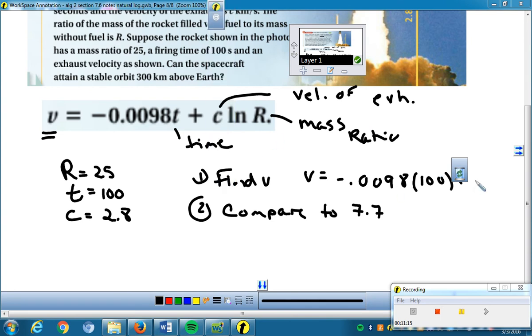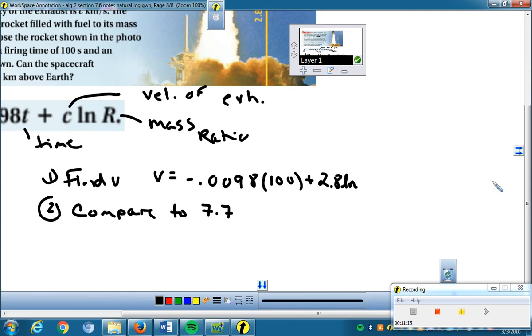All right, plus what? Plus 2.8 times ln of 25. So you should be able to enter this into your calculator just as easy: negative 0.0098 times 100 plus 2.8 ln 25. Make sure you know where the ln button is. It's right below the log button.